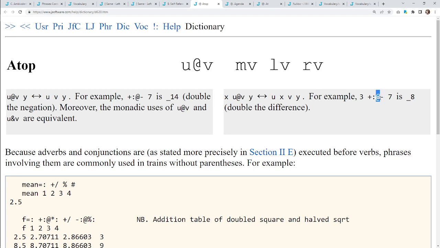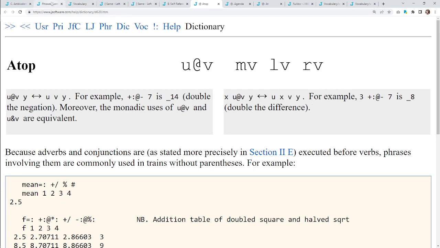Well, the atop means it's going to say double 3 minus 7, basically. So you have minus 7. Oh, and this is a dyad. Right. So you have this dyadic phrase, and then you have this monad that it gets applied to, which is double. Okay.